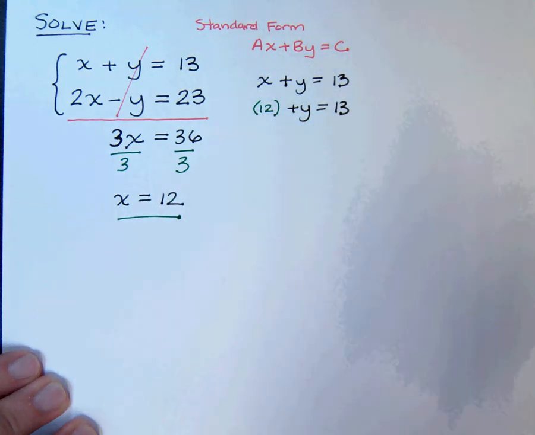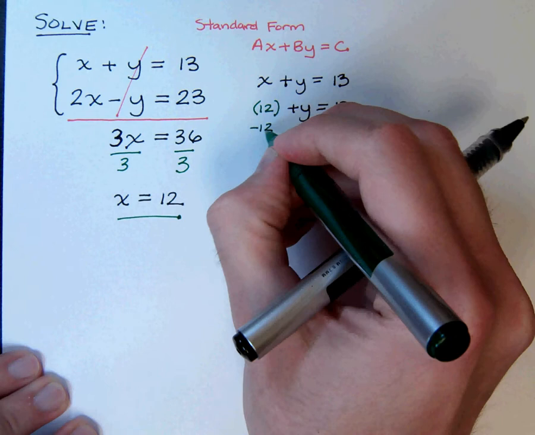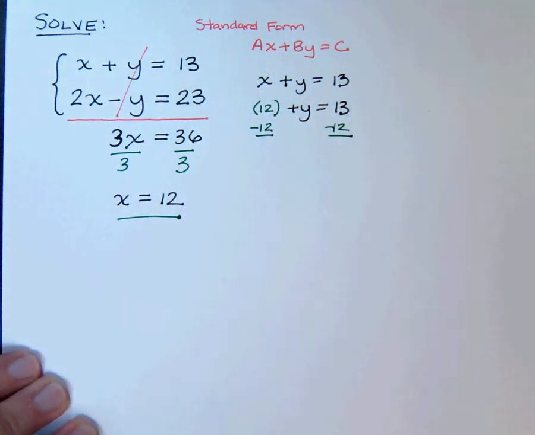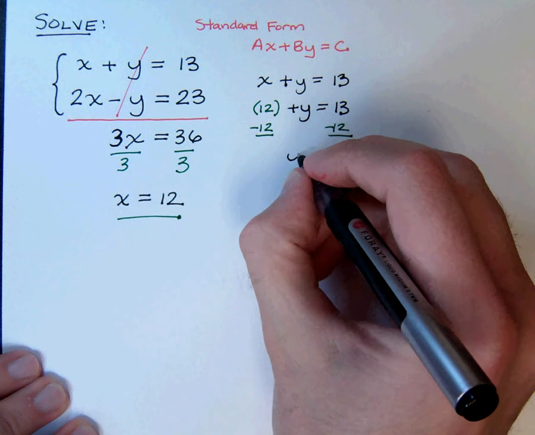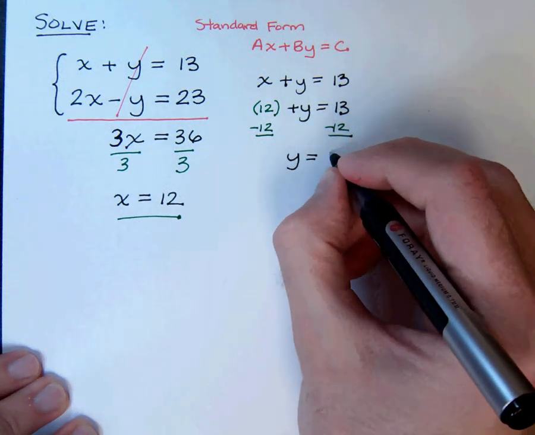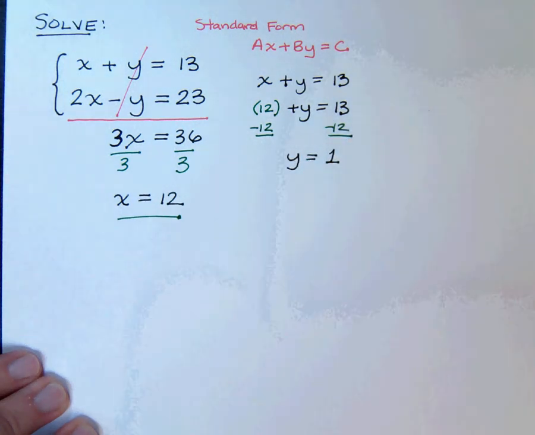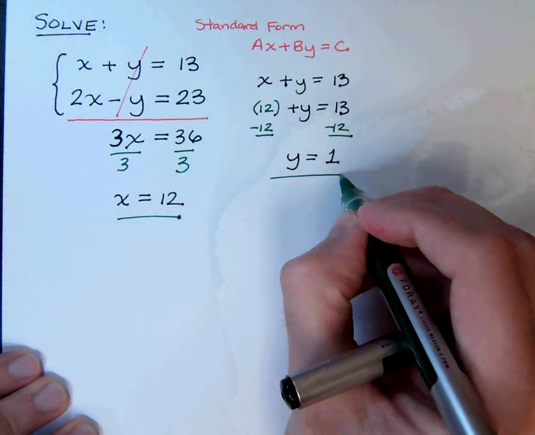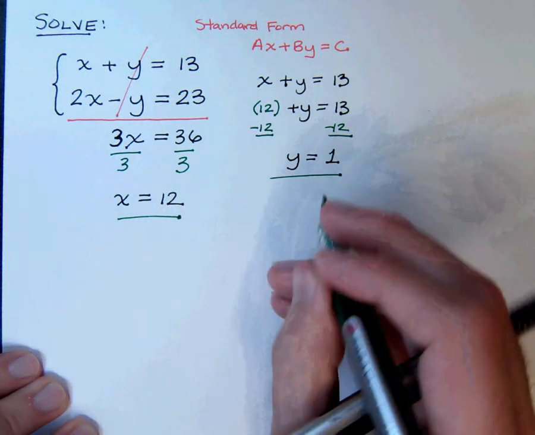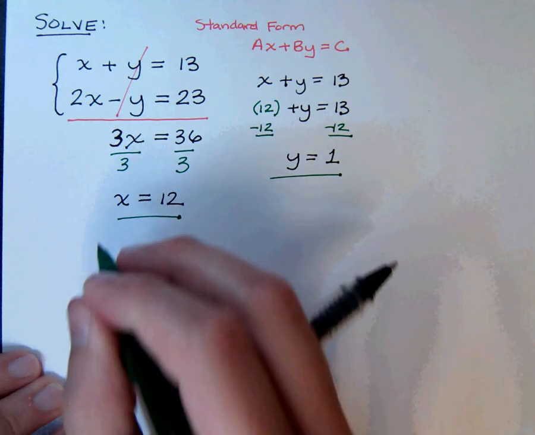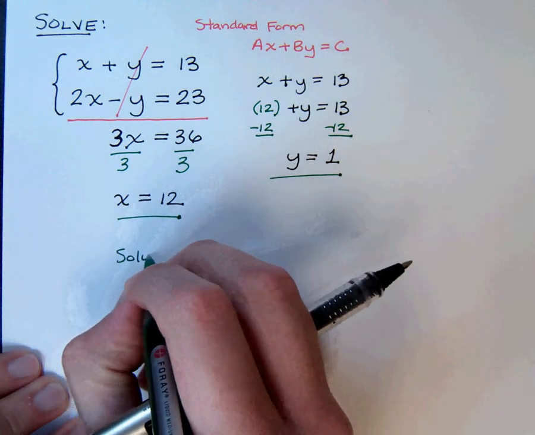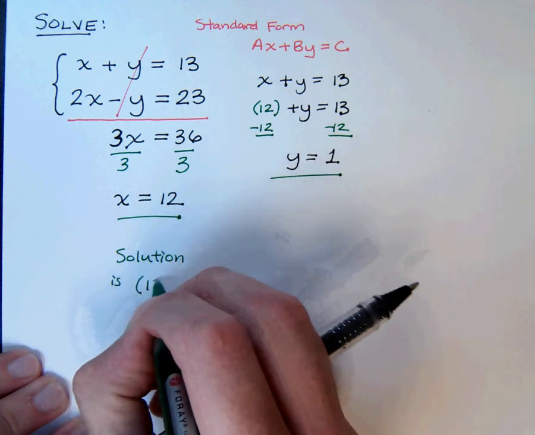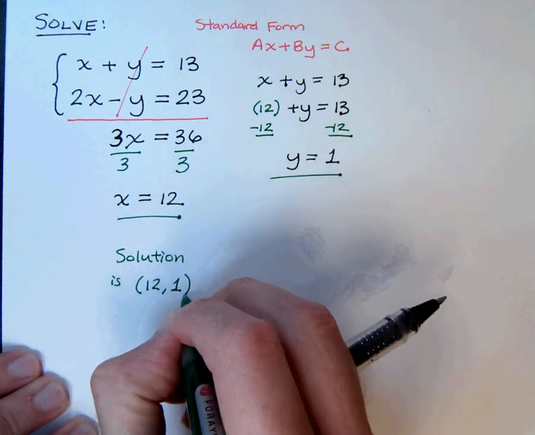So all we have to do is move the 12 to the other side, and you may or may not have to show that step of subtracting 12. It just depends on how comfortable you are with that. And we find out that y is equal to positive 1. So we have our x, we have our y, we put it together, and we can say that our solution is the ordered pair (12, 1).